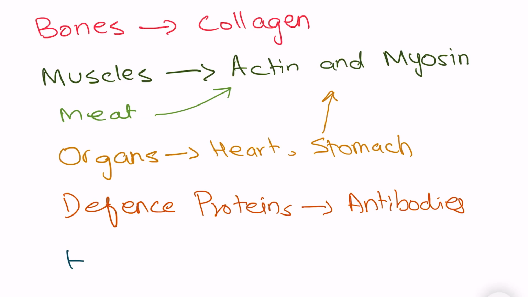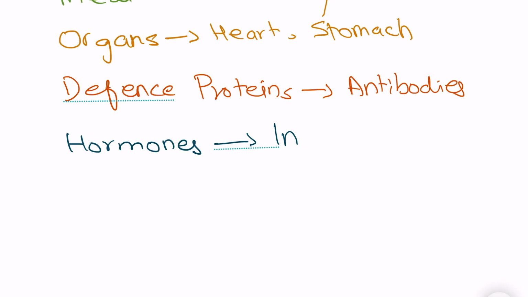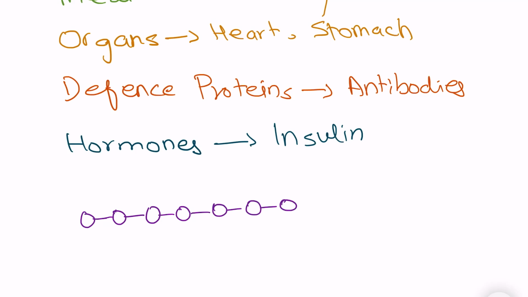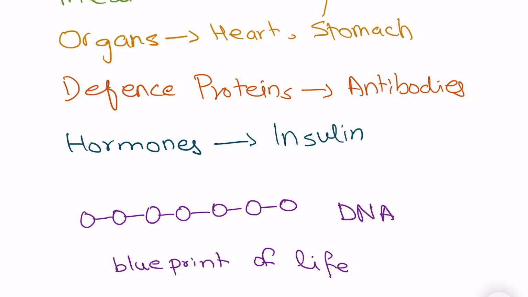Then we have hormones, which carry out different physiological functions in our body. Some hormones are made up of lipids or steroids, while others are made up of proteins. The most common example of protein-based hormone is insulin, which regulates the level of sugar in our bodies. So in short, everything in our body is made up of proteins, which in turn are made up of specific sequence of amino acids. The sequence of amino acid is stored in DNA. That's why we say that DNA is the blueprint of our body or life in general.